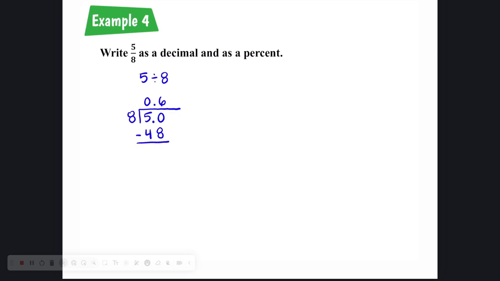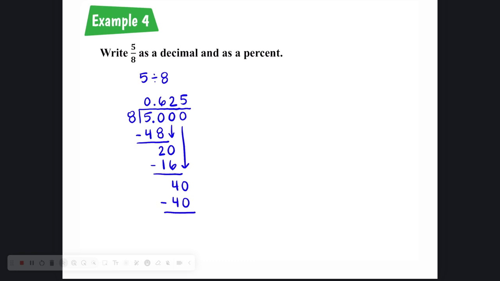50 minus 48 is 2. Since we have a remainder, add another 0 onto the end of our dividend and bring it down. 8 goes into 20 2 times, and 2 times 8 is 16. 20 minus 16 is 4. Add another 0 as a placeholder and bring it down. 8 goes into 40 5 times. 5 times 8 is 40, and 40 minus 40 is 0.